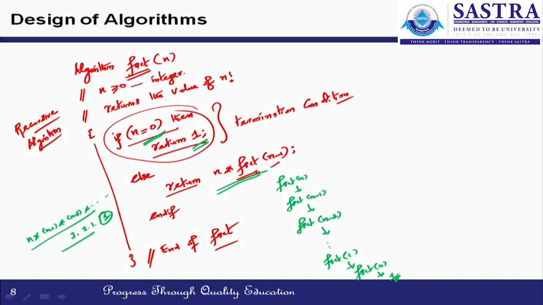So that 1 into 2 into 3 into etc. n, this is equal to n factorial, and the result is returned to the calling place. This is the logic of a recursion to find the value of factorial of the given positive integer.